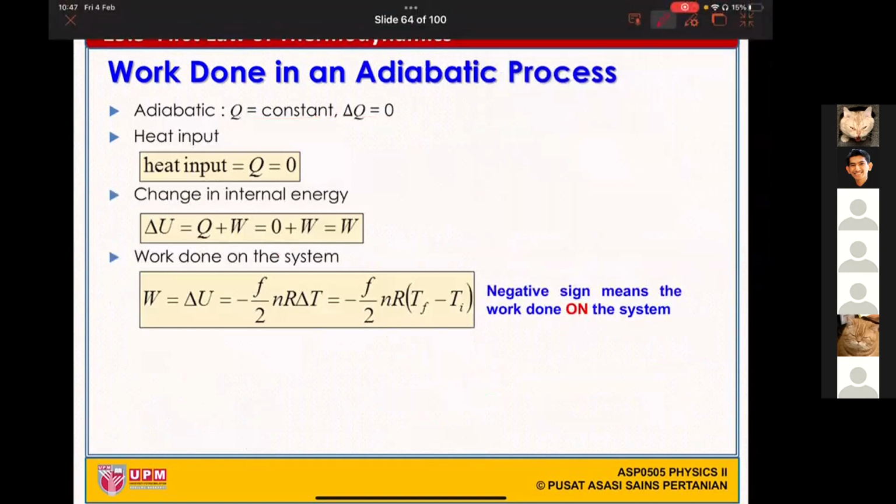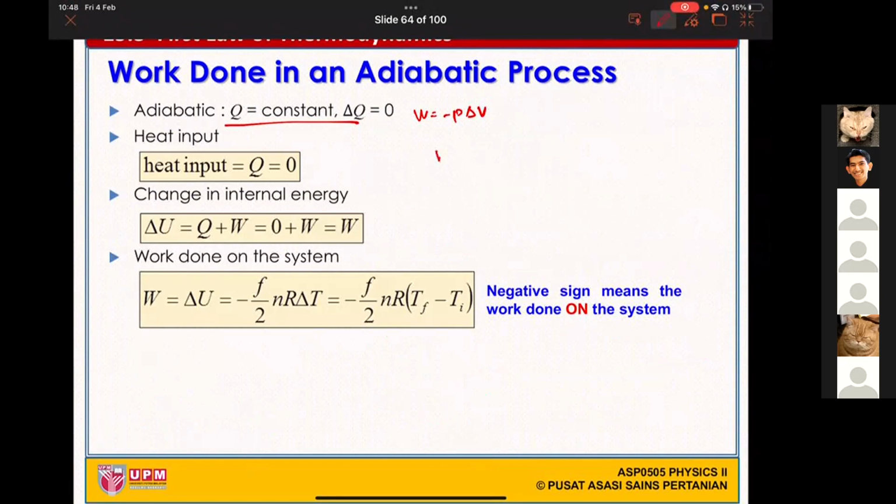Moving on to this concept, the adiabatic one. In the adiabatic concept, Q is constant, meaning there is no change in heat. So the heat input is equal to 0. And work is equal to negative P the change in V.